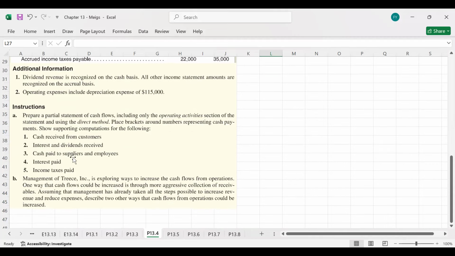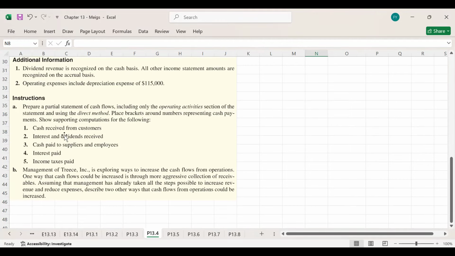And then in the instructions, a partial statement of cash flows is required because only the operating activities section is required. So we are going to prepare operating activities using the direct method in this problem. For negative amounts or cash outflows, the amount should be presented in brackets, and show supporting calculations for the following: cash received from customers, interest and dividends, cash paid, interest expense paid, or income tax paid.